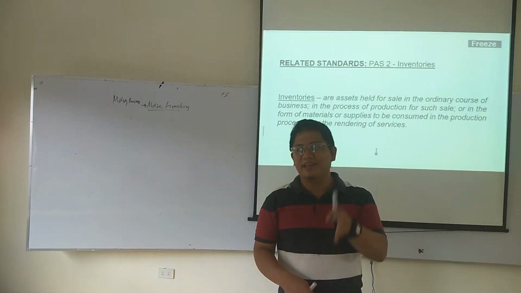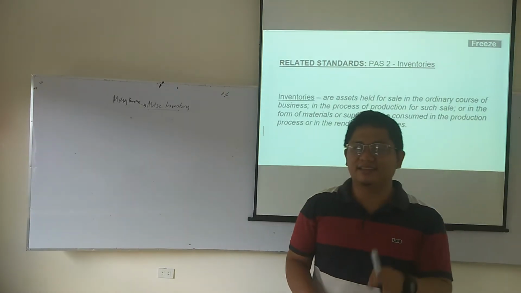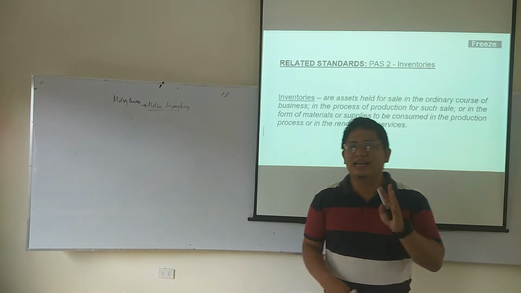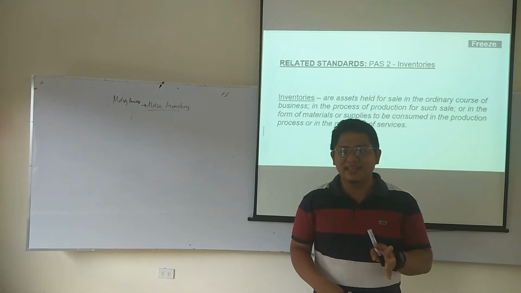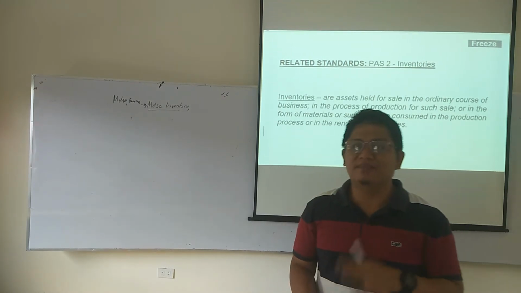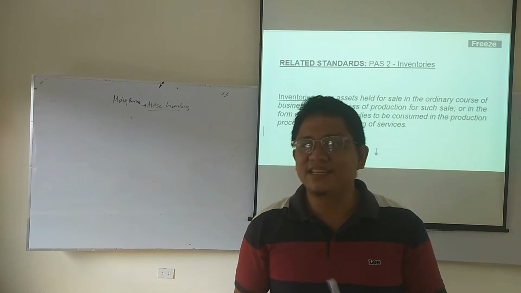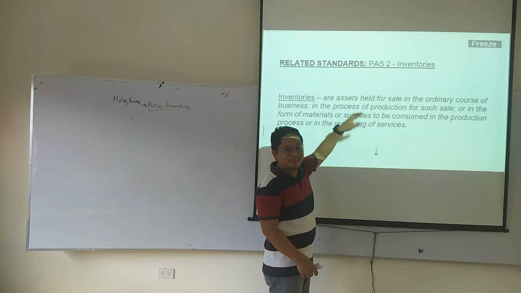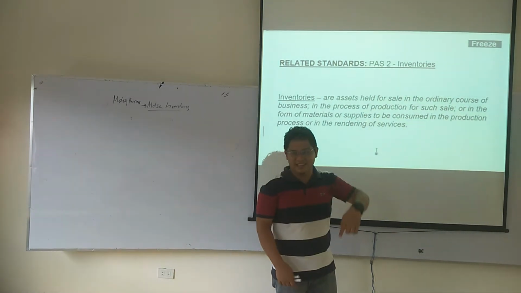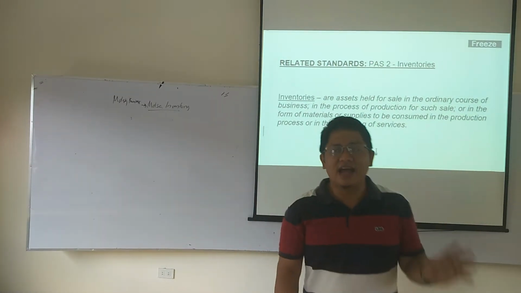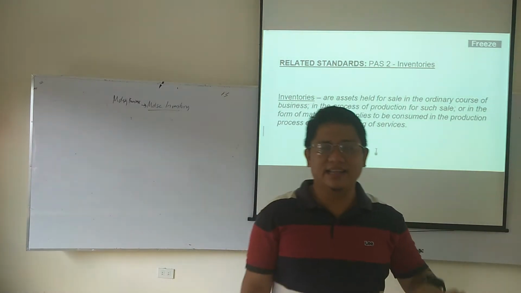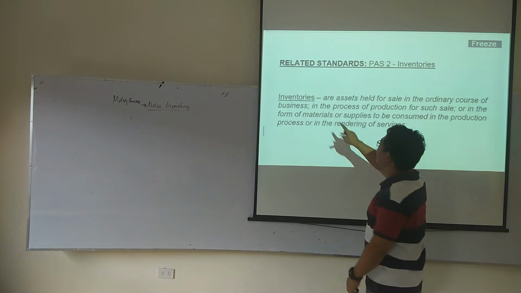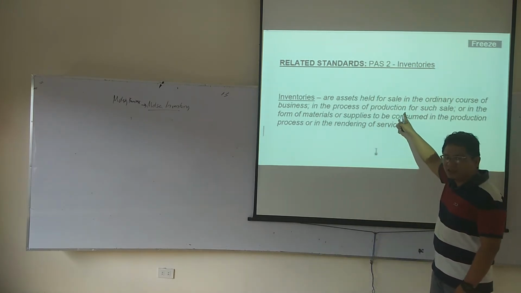If your company is a real estate developer, in that case, your land or building is not property, plant, and equipment, but rather accounted for as inventory because it suits the definition that it is held for sale. So land and building are inventories for real estates. Okay. Here's another thing. In the process of production.